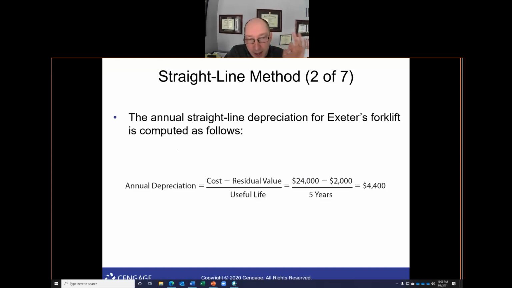To figure out the annual depreciation amount, you take your initial cost minus residual value divided by 5 years. So initial cost, $24,000 minus $2,000 residual value, that's $22,000. Divided by 5 years, $22,000 divided by 5 equals $4,400 per year of depreciation. And we do that for 5 years. So 4,400 plus 4,400 plus 4,400, and so forth, until it reaches a value of 22,000. Make sense? Yes. Wonderful.